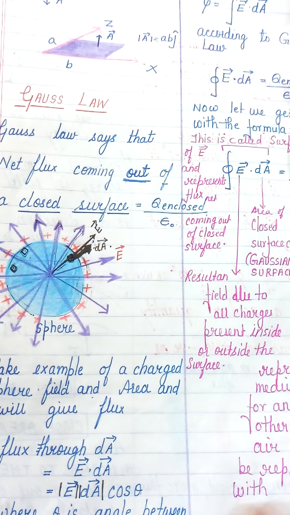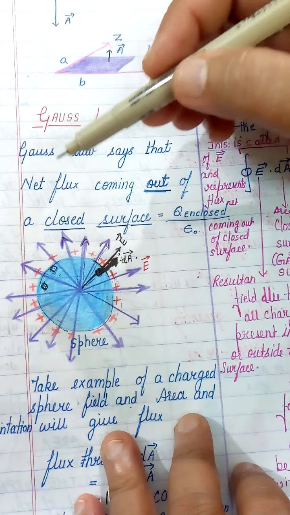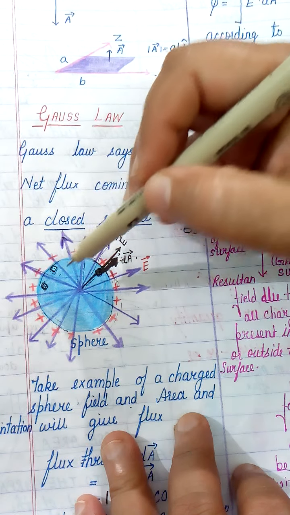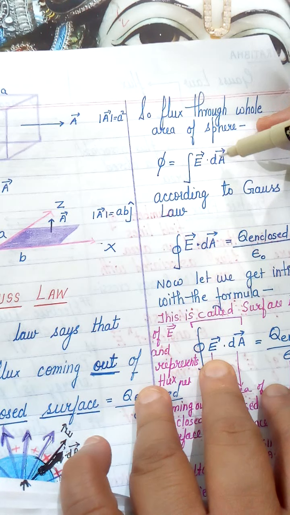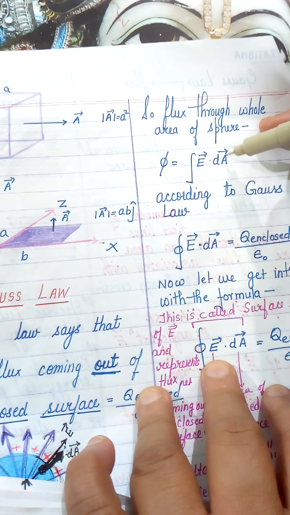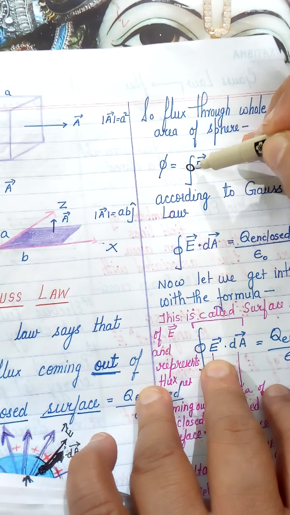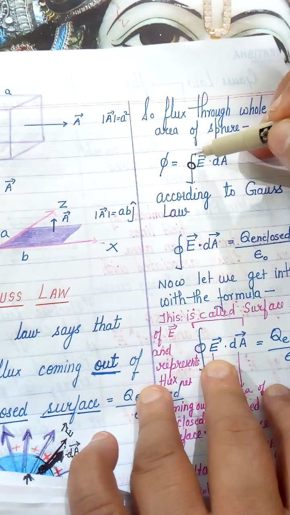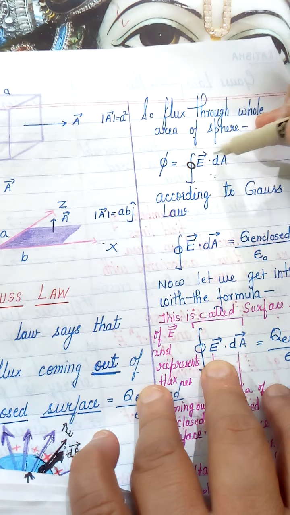Once we have calculated flux, let me come to the statement again. What is the statement? Net flux coming out of a closed surface. That means they are not talking about an element area, they are talking about the whole closed surface. So E dot dA, which is the flux associated with an element area, is integrated over the closed surface. Check this symbol I am using here. This symbol says that this is integration over a closed surface.